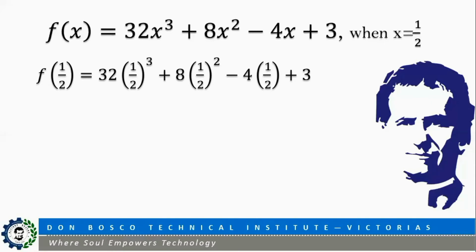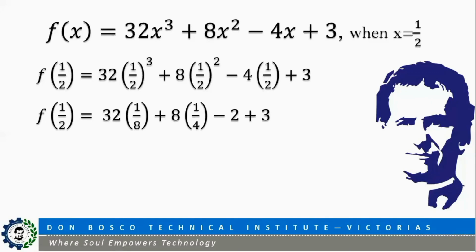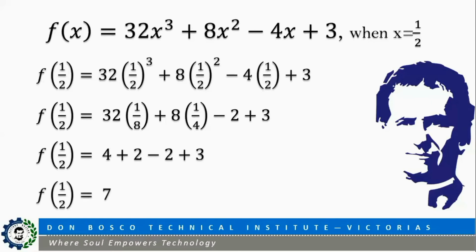Then reviewing the PEMDAS rule, since the exponent is directly outside the parenthesis, the exponent should be given emphasis first. So our first simplification of this is f of 1/2 is equal to 32 times 1 over 8 plus 8 times 1/4 minus 2 plus 3. Simplifying further, f of 1/2 is equal to 4 plus 2 minus 2 plus 3. Finally, our f of 1/2 is equal to 7.